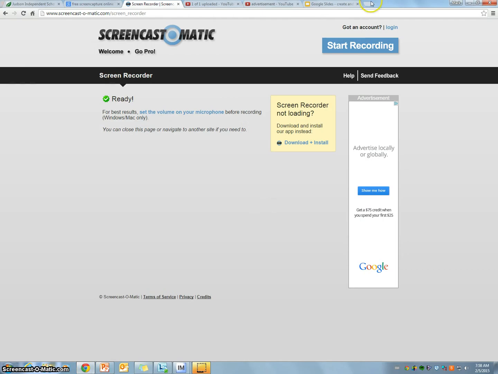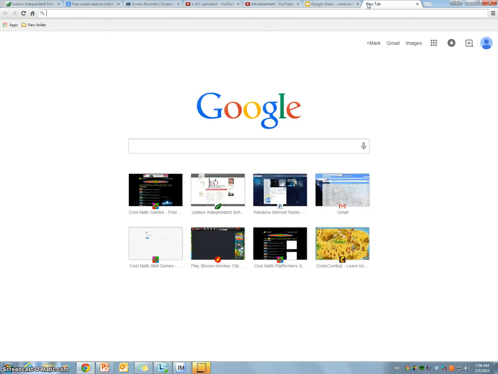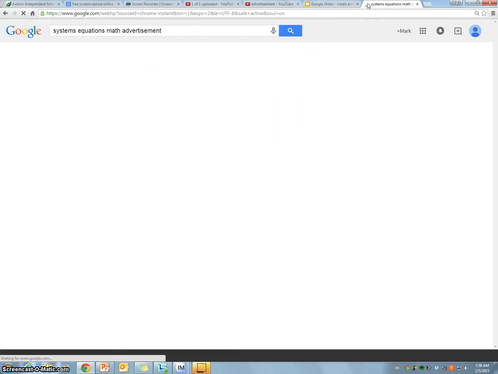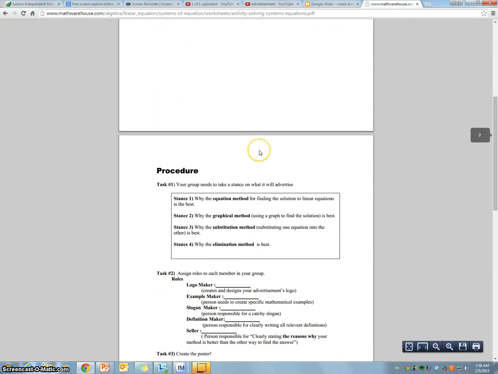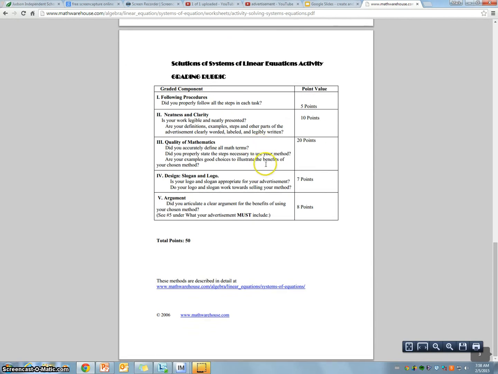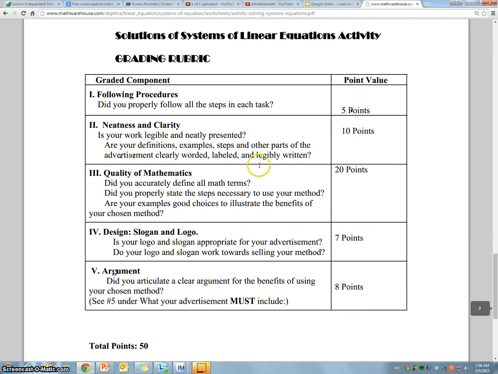The rubric for the assignment, I thought I had on this PowerPoint presentation. I'll have to look it up real quick here. By the way, you can find all this by Googling systems of equations math advertisement. And look, it's the first link on there. I have this exact same assignment here. And here's a picture of the grading rubric.